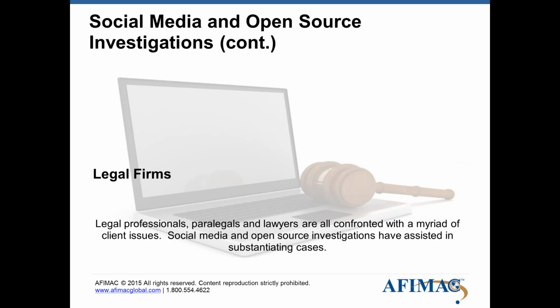Social media and open source investigations is also now being used by a lot of legal firms, and there's a myriad of uses it can be used for. One thing we're finding, again, disability claims, but we're also finding that legal firms are coming to us in regards to establishing the bona fides of particular individuals who are perhaps lodging claims, or in the corporate sector, where companies are coming and requesting that we conduct both social media and open source investigations on a prospective executive employee.